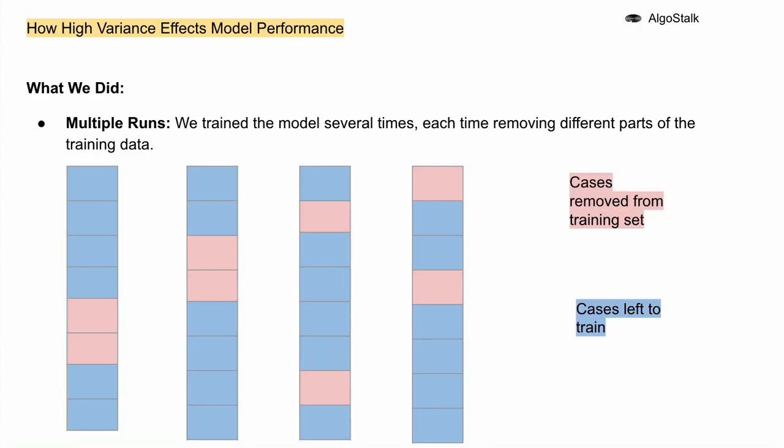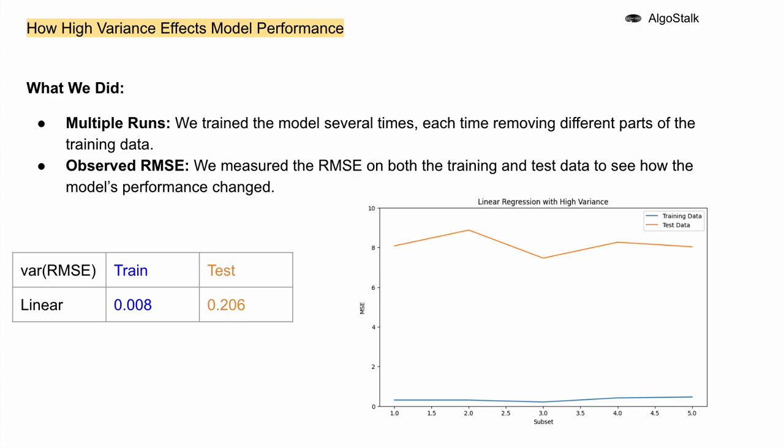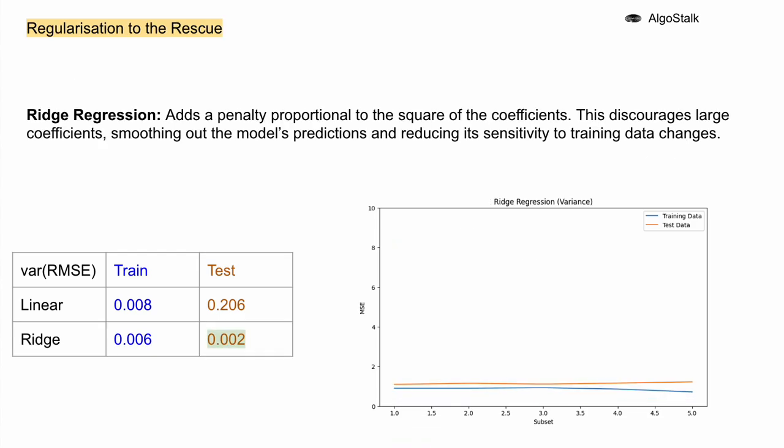To dig deep into this issue, we trained the model several times, each time removing different parts of the training data. We measured the RMSE on both the training and test data to see how the model's performance changed. In technical terms, we calculated the variance, which in this case is quite high, specifically for test cases.